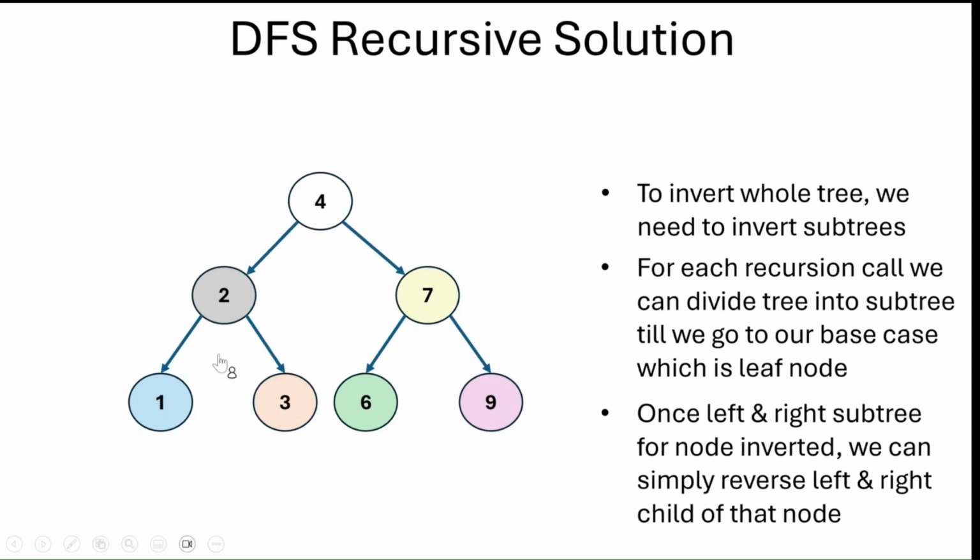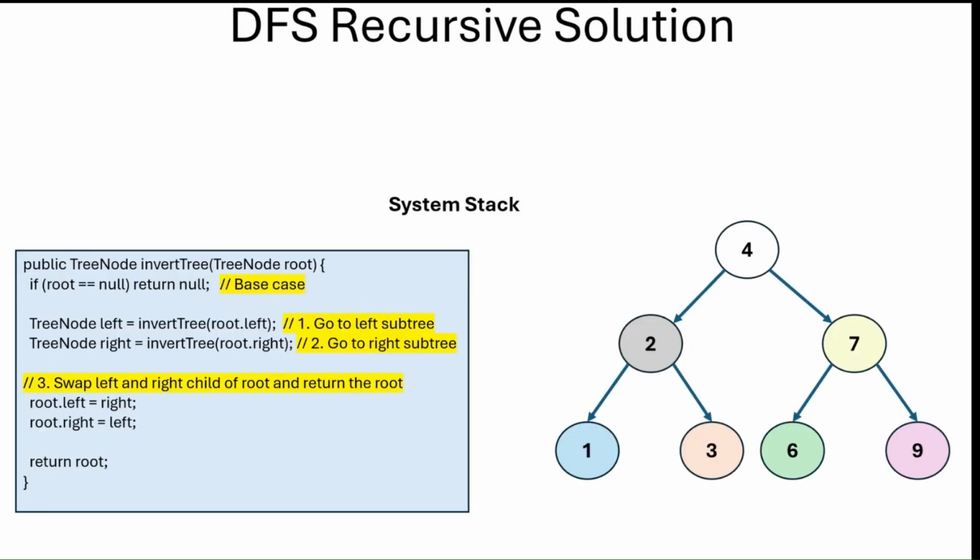To visit all the nodes in our input tree for the DFS recursive solution, we can use any of the techniques: in-order, pre-order, or post-order. But specific to this invert binary tree problem, post-order is cleaner and simpler, so we'll go with post-order. You can implement it using in-order or pre-order also. If you implement it, please share it in the comments. So let's understand the DFS recursive solution implementation.